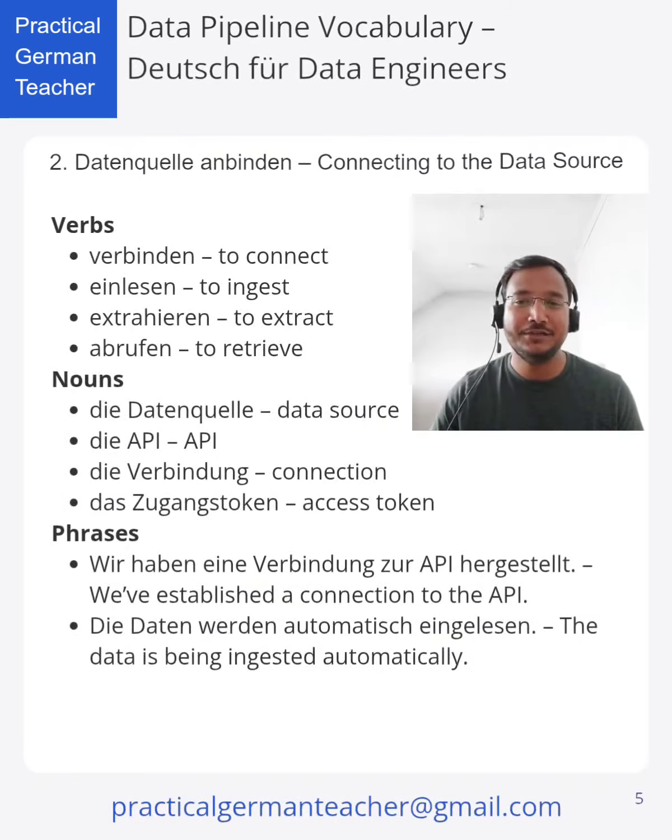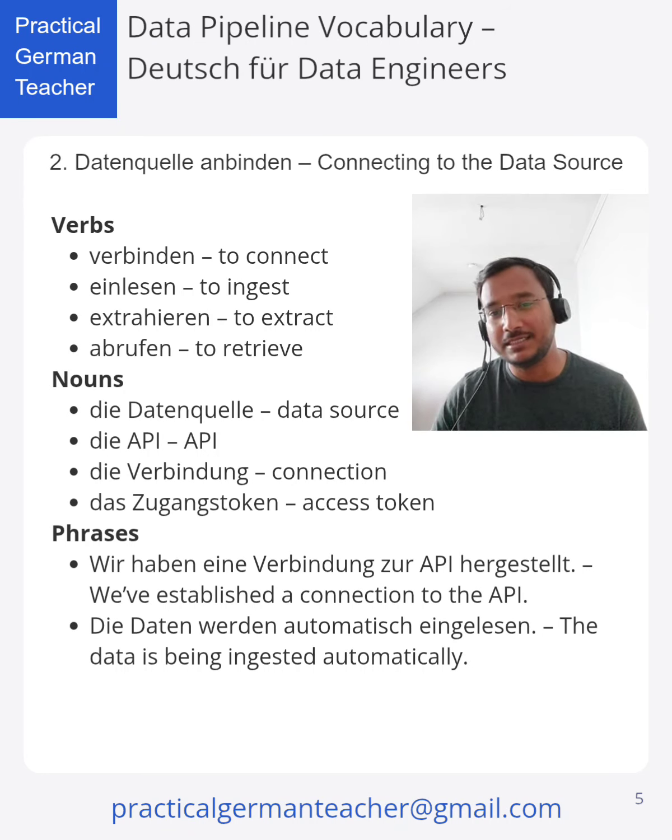All right, you have got the requirements from the client. Now you need data, and that usually means connecting to some API, right? Verbs that you may need are verbinden, to connect, einlesen, to ingest or to read, extrahieren means to extract, abrufen means to retrieve. Then some go-to nouns which you may need are die Datenquelle, data source, the API. Again, Germans use API. It's just that you say API, they will say API.